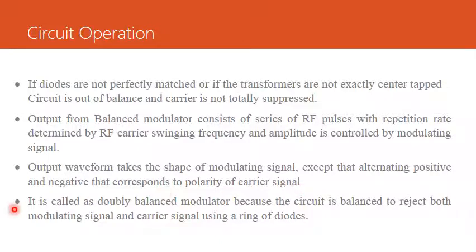carrier signal. It is called a doubly balanced modulator because the circuit is balanced to reject both the modulating signal and the carrier signal using a ring of diodes. So in the balanced ring modulator, we are using 4 different diodes connected in a ring fashion. That is why it is called a doubly balanced modulator, because the circuit is balanced enough to reject both the modulating signal and the carrier signal using a ring of diodes.